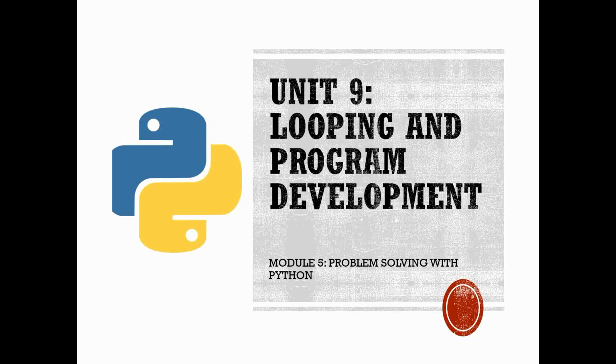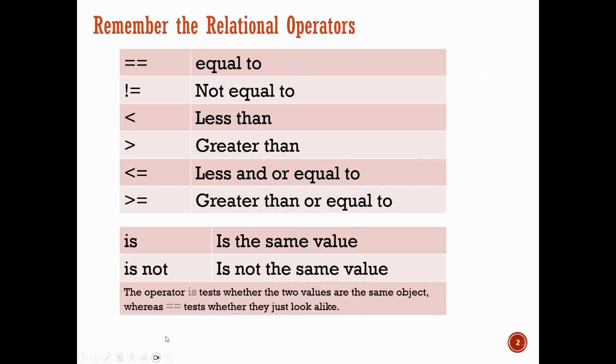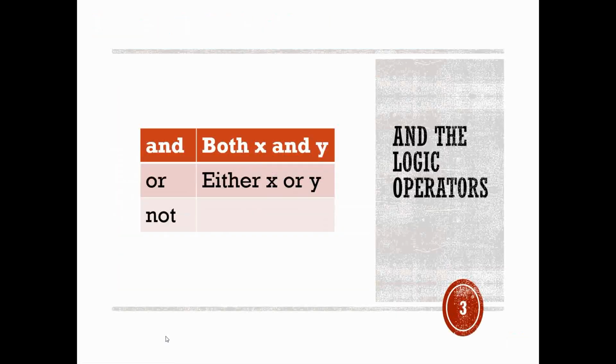We are going to finish Module 5 in Unit 9, Looping and Program Development. And in order to talk about looping, we need to refresh our memories on the relational operators. We were using these in the branching in Unit 8. We also need to refresh our memory on the logic operators that we also used in Unit 8.